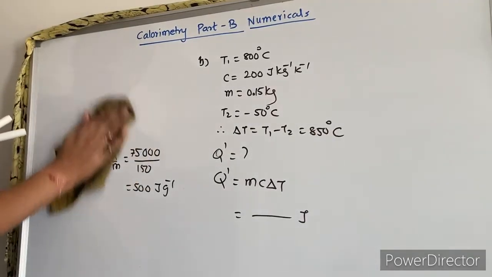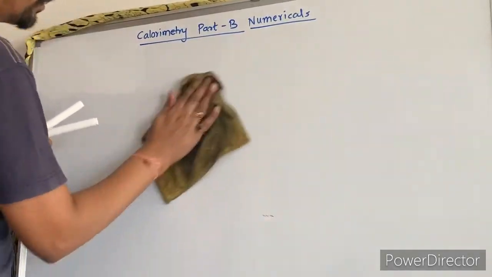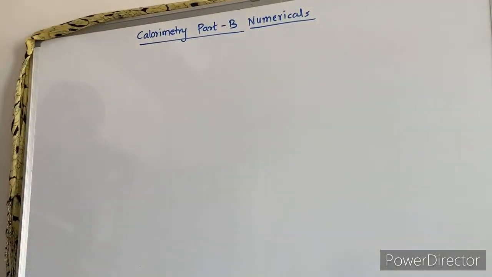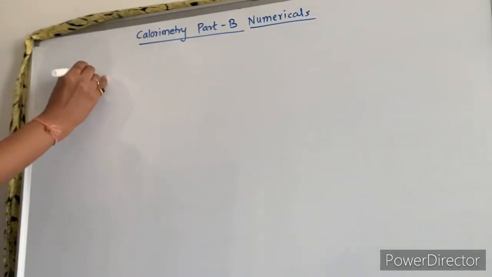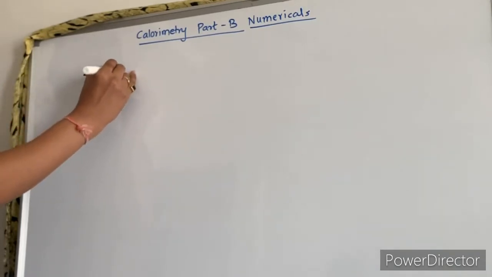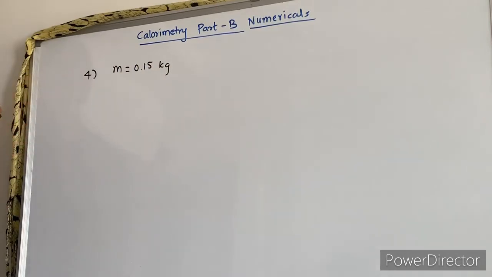Check the fourth one. Fourth is important. All numericals from this chapter are important. Fourth: a solid metal of mass 150 gram melts at its melting point 800 by providing heat at a constant rate. Right here, mass is given, it is in grams, so you have to convert. This is 0.15 kg, that is the mass.